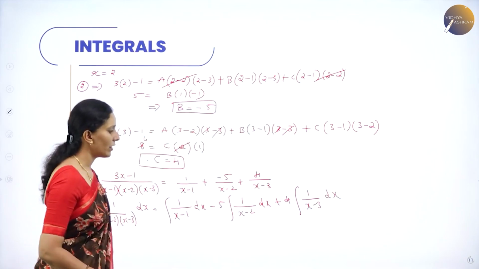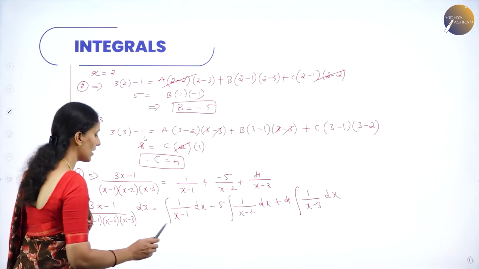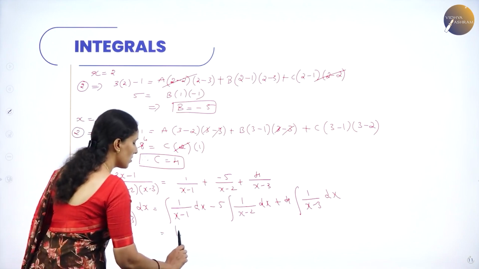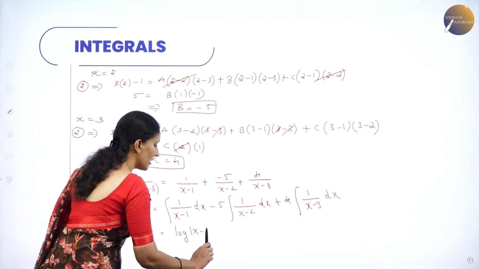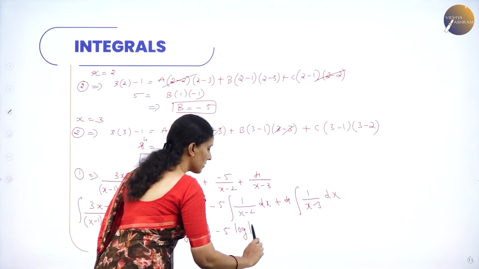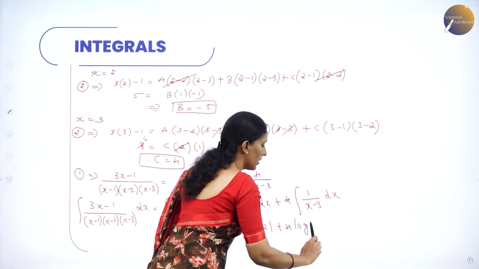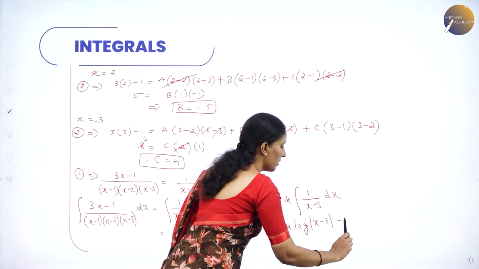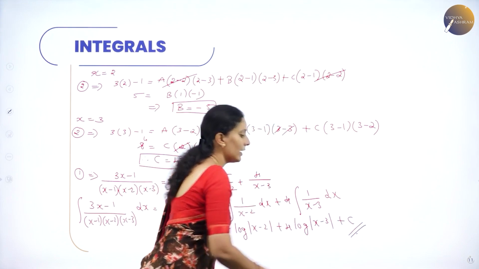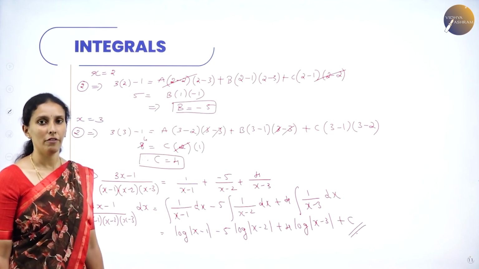So what happens? Everything is in the form of 1 over (ax plus b), which is nothing but log of modulus of (ax plus b). So this becomes log|x minus 1| minus 5 log|x minus 2| plus 4 log|x minus 3| plus c. So this is the integral value of the given simple rational function.